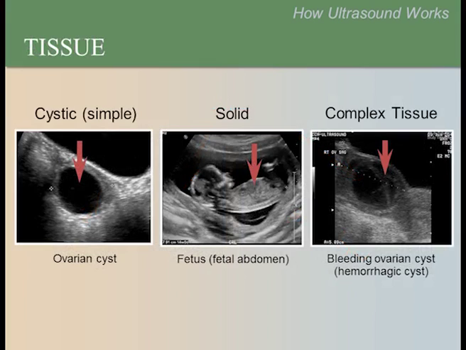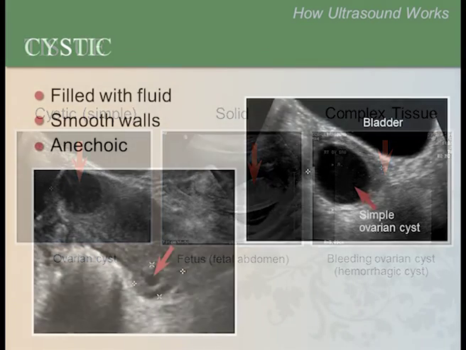There is another set of terms we use to describe tissues seen by ultrasound. In these images, we can clearly see 3 different types of tissue. Tissues are described as cystic, solid, or complex. The left image is an ovarian cyst. The middle image is a fetal abdomen, which appears solid. The right image shows complex tissue, which is an ovarian cyst that is bleeding or hemorrhagic. We will now look at each type of tissue more closely.